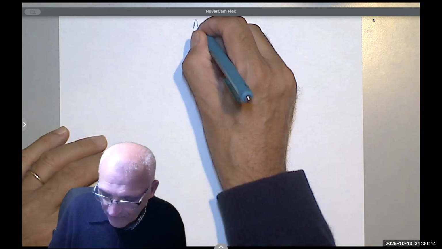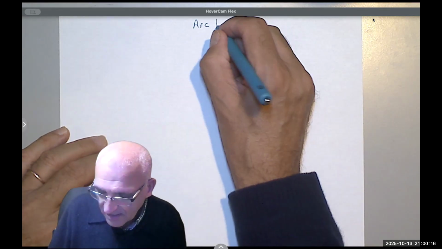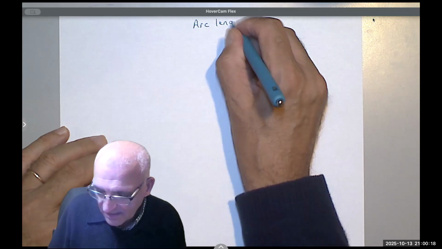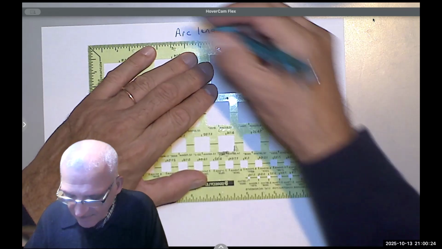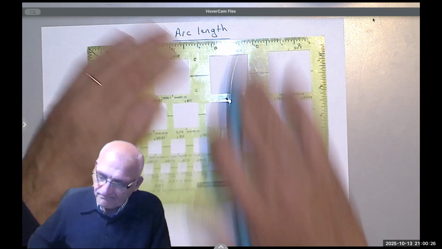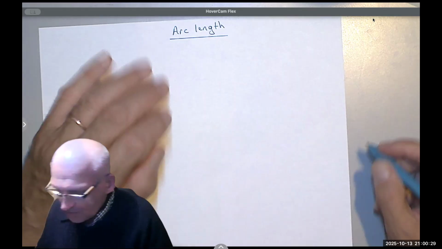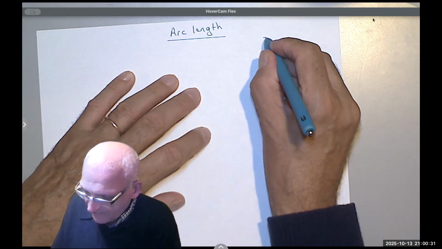In today's session, I'm going to go over finding the arc length of any curve. Okay, so when we say arc length, really, we are going to get some part of a graph.